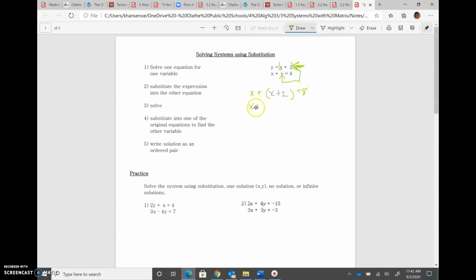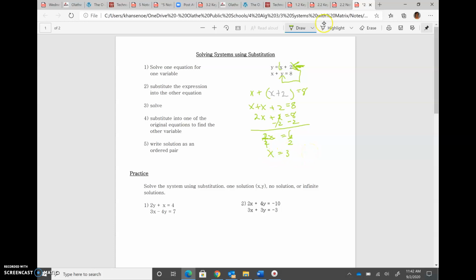So x plus 2 equals 8. Okay, so now it just says solve, so I'm combining like terms. 2x plus 2 equals 8. I need 2x by itself, so I'm subtracting 2. I get 2x equals 6. Now divide by 2. I have x equals 3.